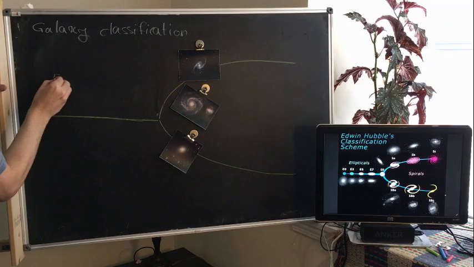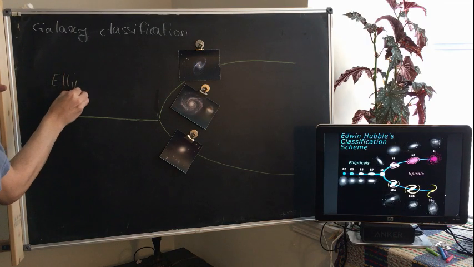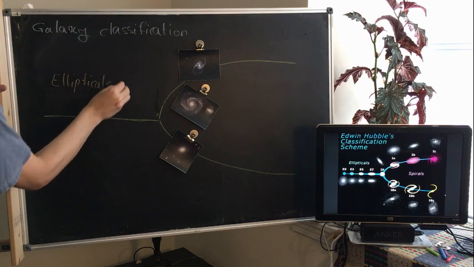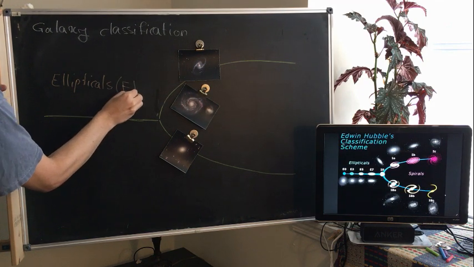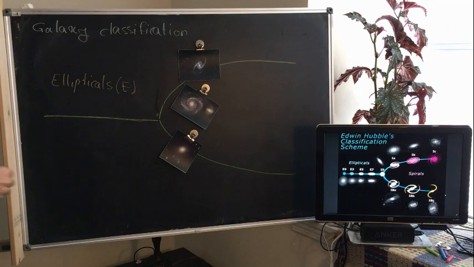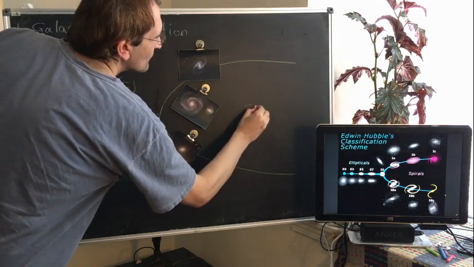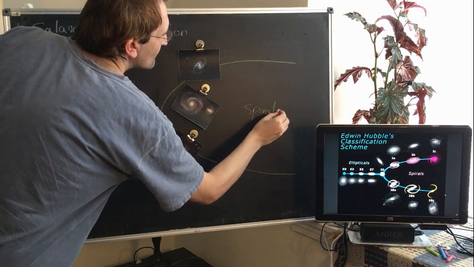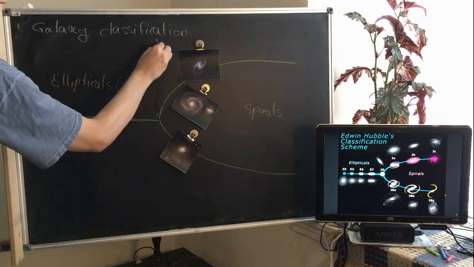We can classify these galaxies. This is called Hubble classification or the Hubble tuning fork. We start from ellipticals. This is the first type. They are round or a sphere or bulge of stars. We also have spirals. It's self-explanatory. We have spiral arms.